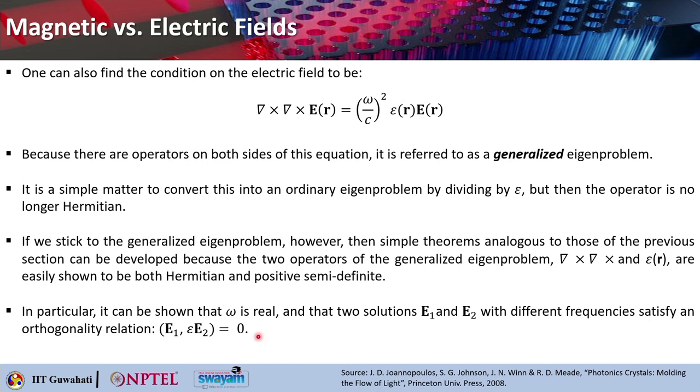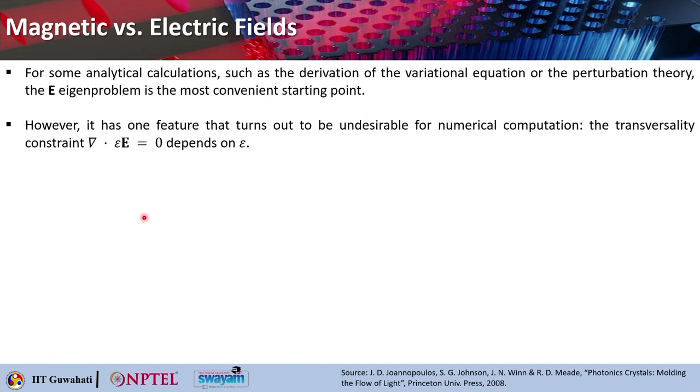In particular, it can be shown that omega is real and that two solutions E1 and E2 with different frequencies satisfy an orthogonality relation, something like the integral of E1 conjugate times epsilon E2 equals 0. For some analytical calculations, such as derivation of the variational equation or the perturbation theory, the electric field eigen problem is the most convenient starting point. However, it has one feature that turns out to be undesirable for numerical computation, which is the transversality constraint. If you look at the constraint here, it is del dot epsilon E equals 0.